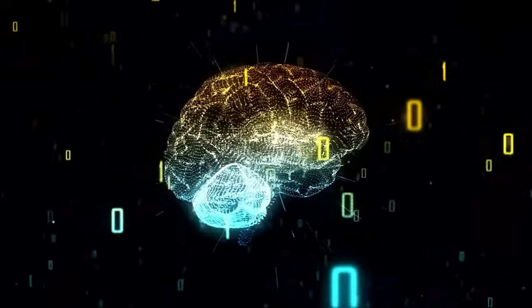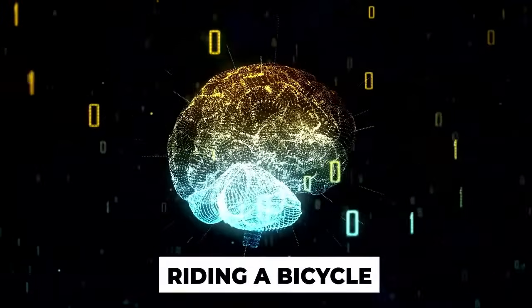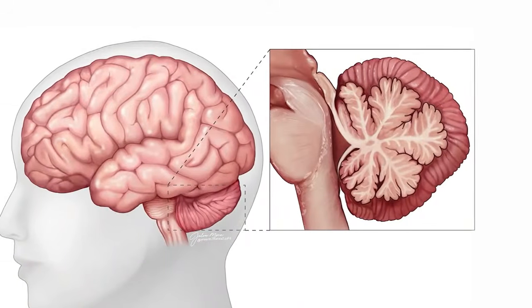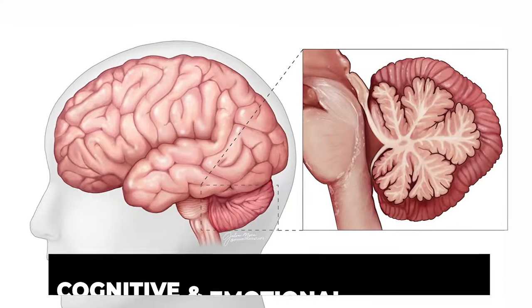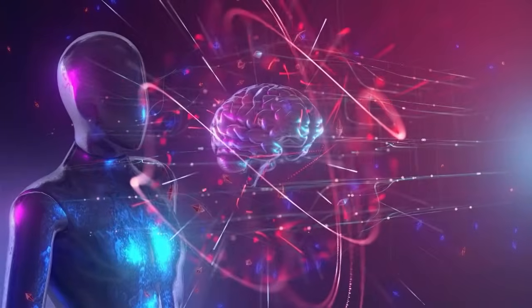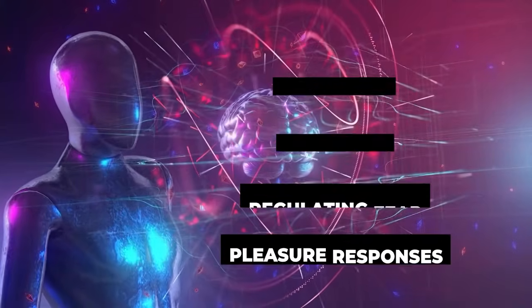The cerebellum is essential for tasks that require practice and repetition, such as riding a bicycle or playing a musical instrument. More recent research has revealed the cerebellum's involvement in certain cognitive and emotional functions. This includes processes like attention, language, and regulating fear and pleasure responses.